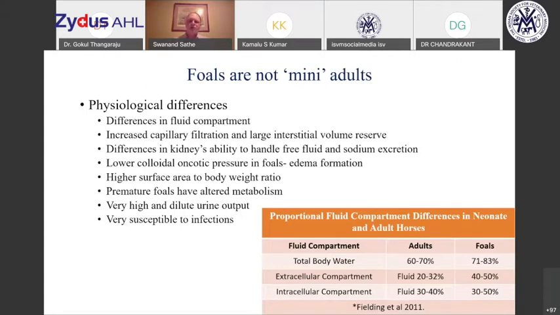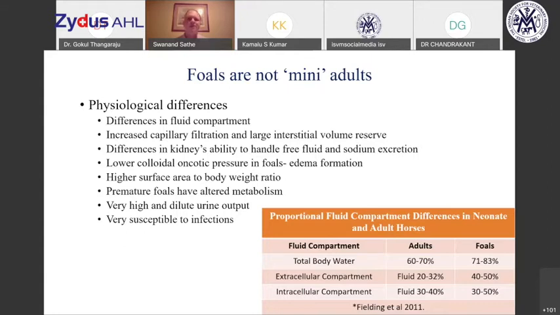Besides that, foals also have a higher extracellular fluid component. Almost 40 to 50% of the fluid in their body is extracellular water, as compared to adult equines, which comprise about 20 to 30%. Foals, on the other hand, have a lower intracellular fluid compartment, about 30 to 50%, as compared to a marginally higher intracellular fluid compartment in adult horses.